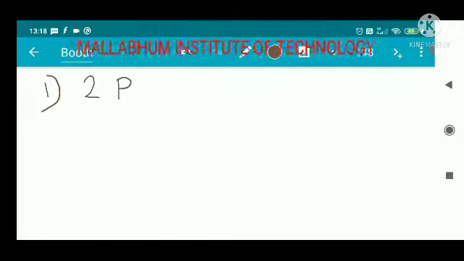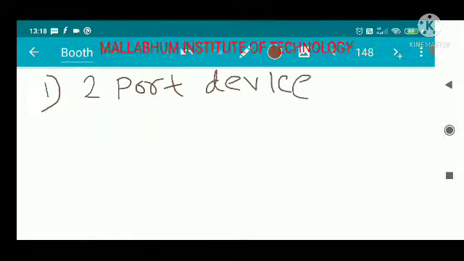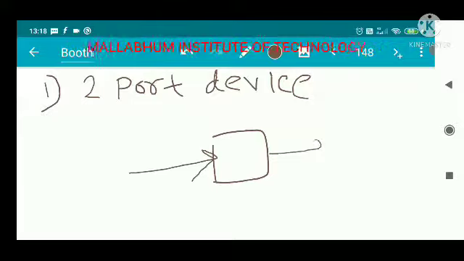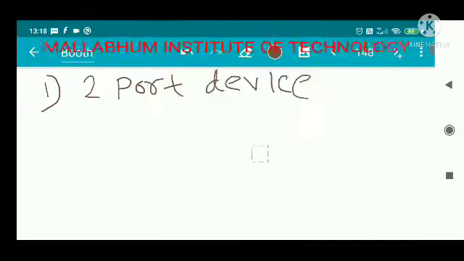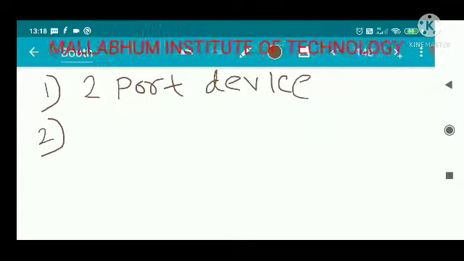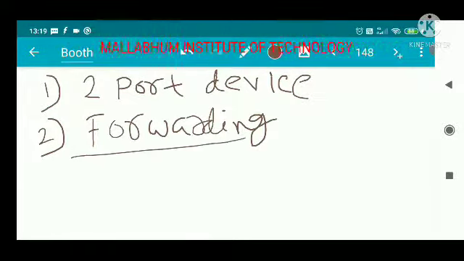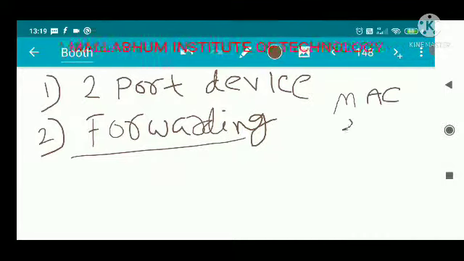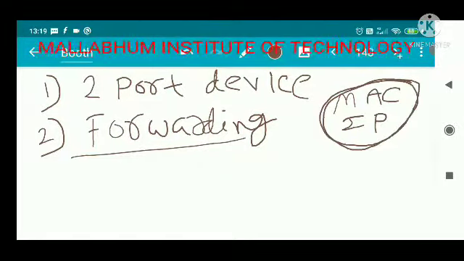A repeater is a two-port device, because one port is connected to this and another port to that, so it is a two-port device. Okay, next characteristic is forwarding. So it is not a very intelligent device in forwarding, unlike your switches, which consult the MAC address table, or the router, which consults the IP address to take the forwarding decision. So it is not very intelligent.